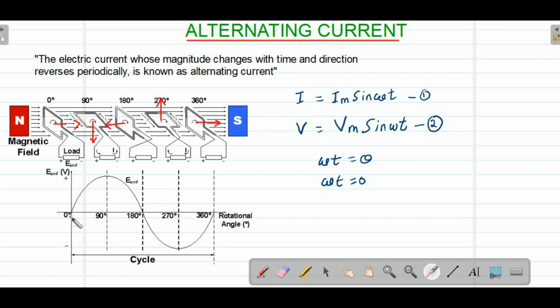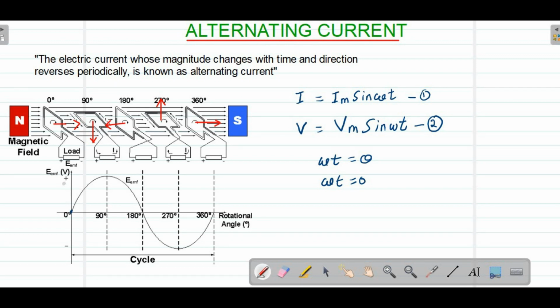That you can see on this graph. In this graph, we have taken omega t or theta on the x-axis and the voltage induced on the y-axis. In the equation of the voltage, V equal to Vm sine omega t, if I substitute omega t equal to 0, then sine 0 is 0, then V equal to Vm into 0, which will be 0. At the same time, if I apply omega t equal to 0 in the equation of current also, sine 0 is 0, so Im into 0 is 0, current equal to 0. Means current also will be at this point.